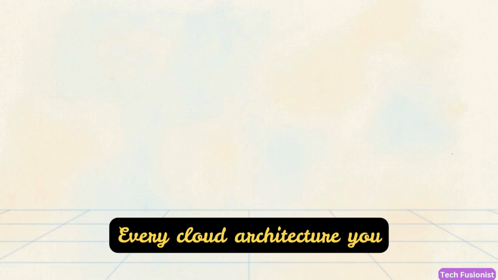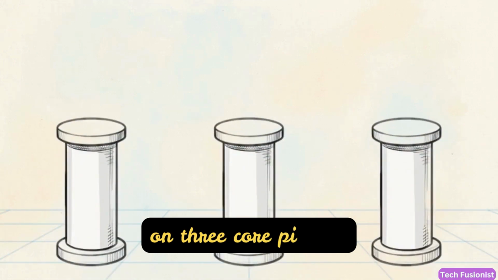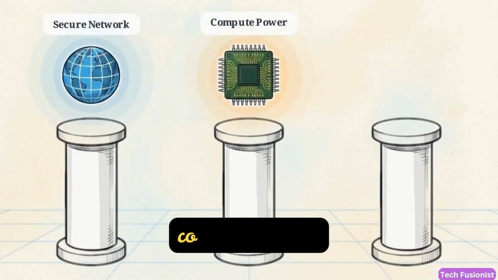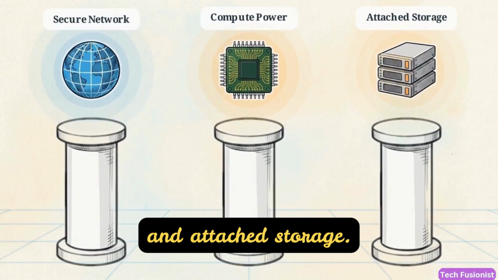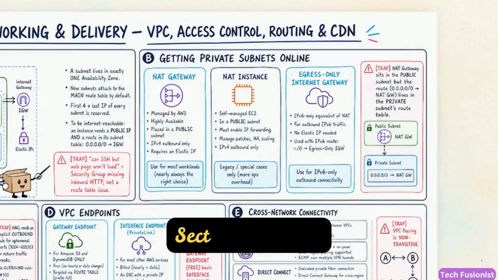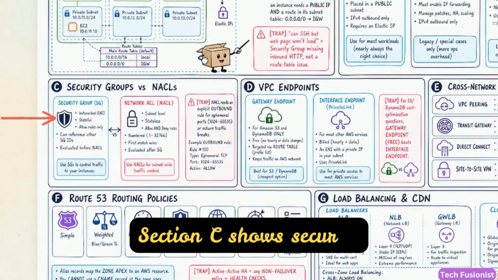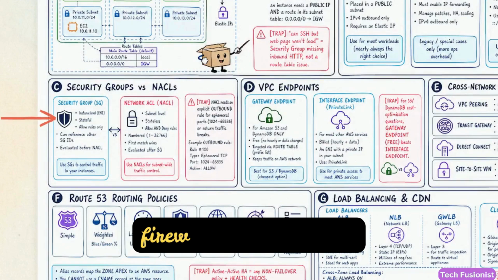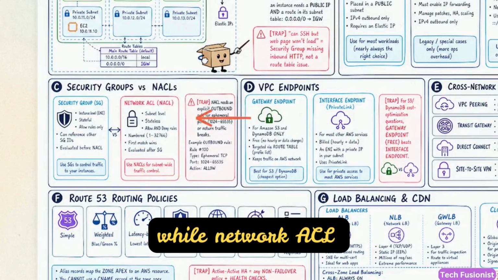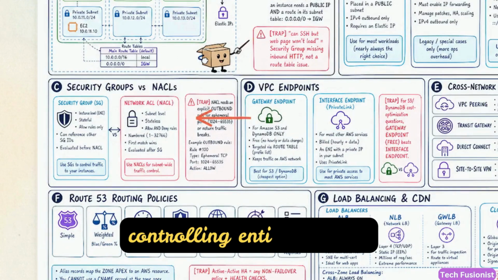Every cloud architecture you evaluate will be built on 3 core pillars: a secure network, compute power, and attached storage. Starting with the network, Section B shows a strict rule. A NAT gateway must be in a public subnet for internet access. Defending this, Section C shows security groups acting as stateful firewalls for instances, while network ACLs are stateless, controlling entire subnets.